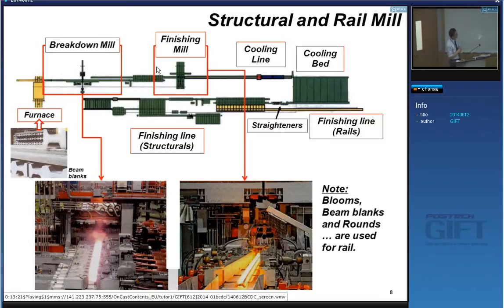There is a cooling line here, a very long cooling line if the rails are long. Nowadays, you have production sites that can produce rails that are about 120 meters in length. They go on a cooling bed, and then go through the finishing part. One important aspect of the finishing is to make sure that your rail is straight, so straighteners are important, and finishing involves, for instance, taking care of the ends.